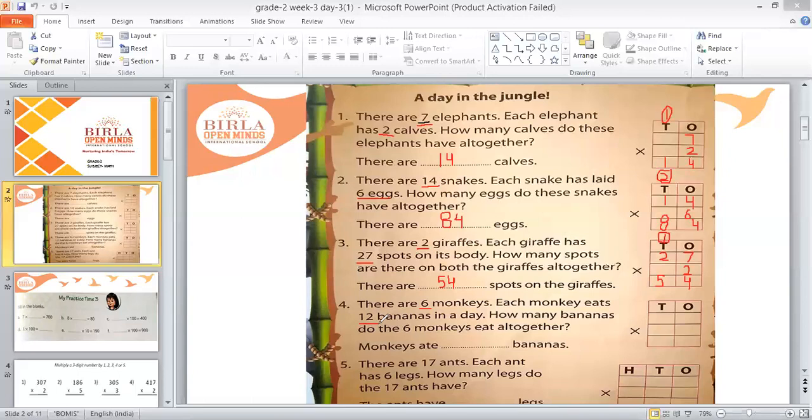Now same method, they gave you information about one monkey, that one monkey eats 12 bananas in a day. And they are asking you how many bananas 6 monkeys will eat all together. So what we'll do, we'll write a 2-digit number first and then we'll write a 1-digit number. Two numbers are 12 and 6. So we will write 12 first because 12 is a 2-digit number. So we will write this 1 in tens place and 2 in ones place. Then our next number is 6. So we will write this 6 in ones place. Okay.